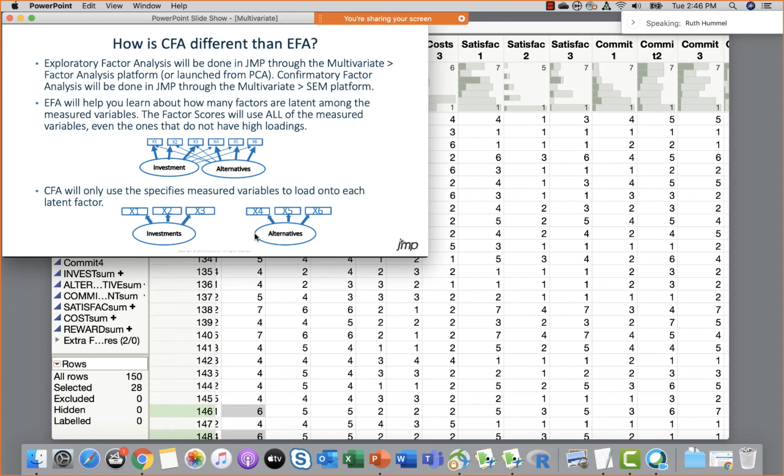In confirmatory factor analysis, we do fully separate them. We actually say, I only want x1, x2, and x3 to be associated with this factor, and I only want x4, x5, and x6 to be associated with this factor. In this way, confirmatory factor analysis is a little bit like clustering the variables, totally separable.